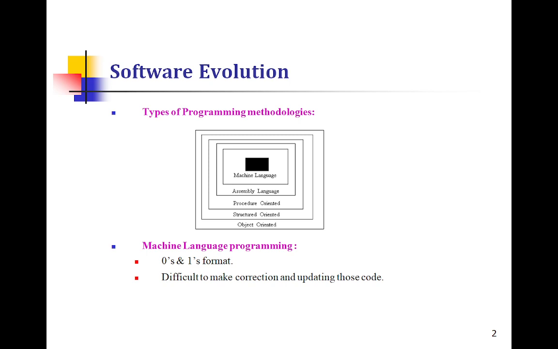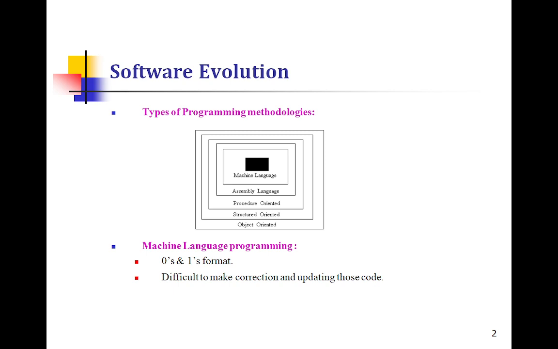Then the next type of programming is procedure oriented programming. Procedure oriented programming means the program is written as a set of procedures, with the help of a set of modules. Each and every step-by-step procedure is followed in order to write the program. C, C++, Java, all these programming languages follow some set of procedures to execute a set of statements. Then the next one is the structured oriented language.